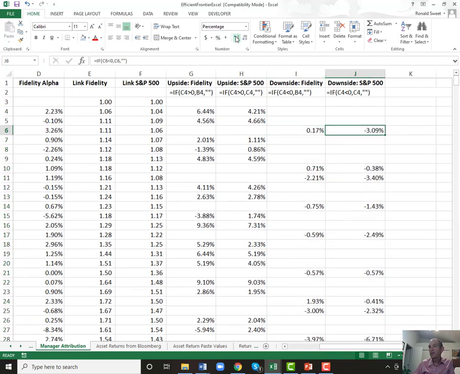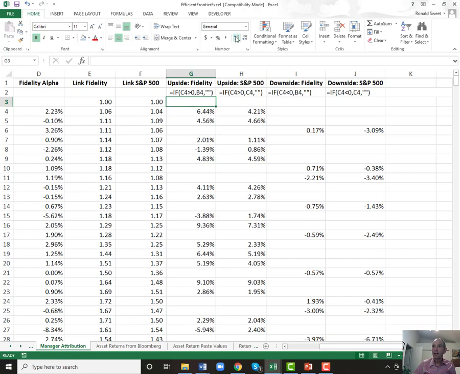So you see here's a month where the S&P was down and Fidelity did really, really well. Here's a month the S&P was down and Fidelity did better. You can really see an early pattern that Fidelity tends to do better on down markets. Alright, so we've got our up and down capture. So what do we do with that?